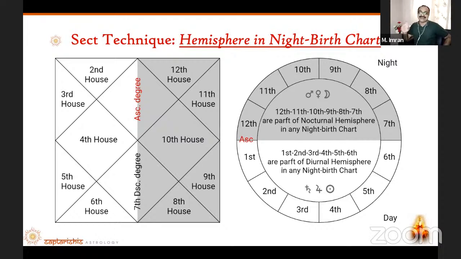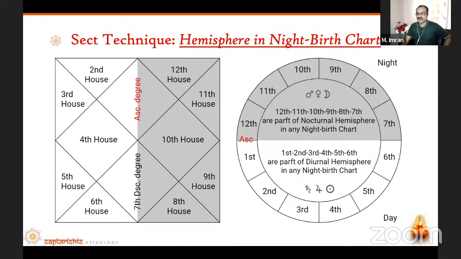Similarly, Jupiter, on the other hand, is a natural benefic. But if you are born at night, Jupiter may not give you all the good results. It's kind of losing the sect, right? And Sun is, of course, not good, keeping other factors constant. So these are the two basic conditions.